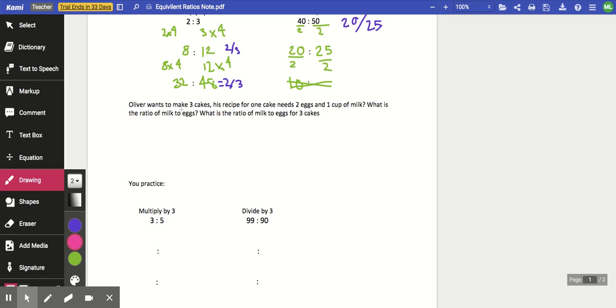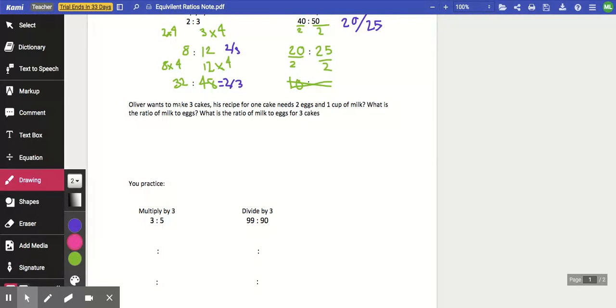All right, next we're going to work on a word problem. Most of the ratios you're going to see are going to be word problems. It's going to ask you to compare two ratios, or someone has this amount of something, but they need this. So you're going to see most of your ratios like this.